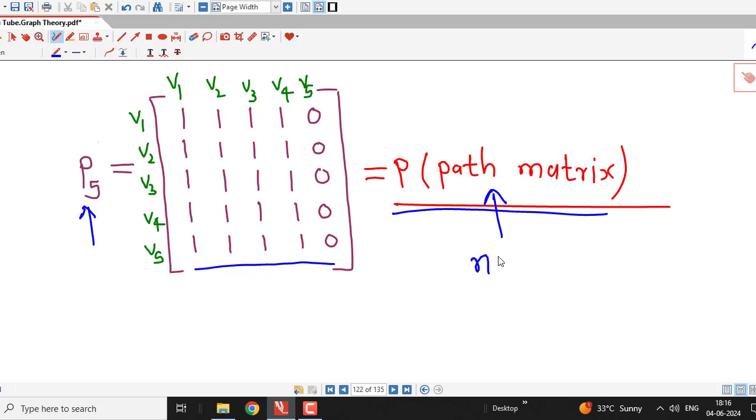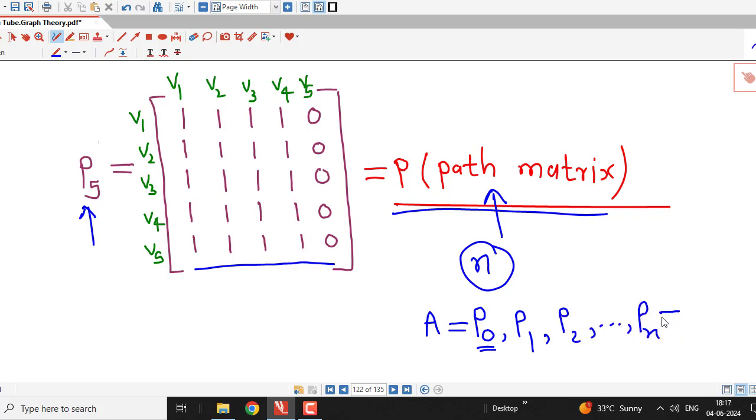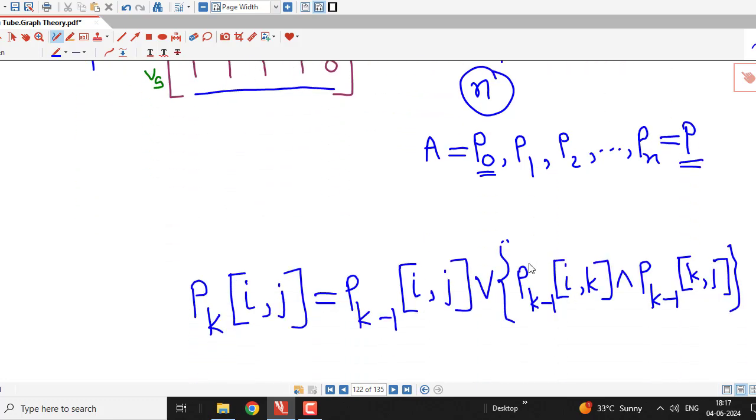If I have n vertices, then I have to start with P0, which is the adjacency matrix, and using P0 I will obtain P1, using P1 I will obtain P2, and so on. I have to go up to Pn, and Pn is my path matrix for the given graph.